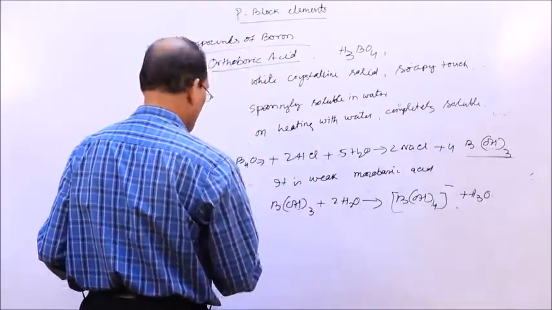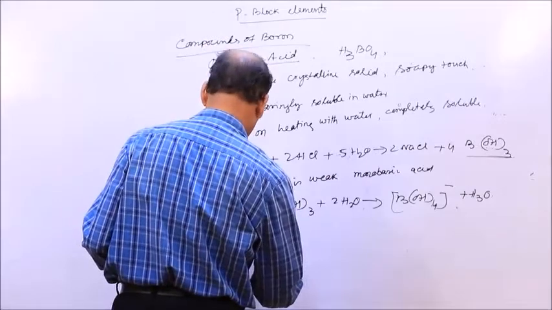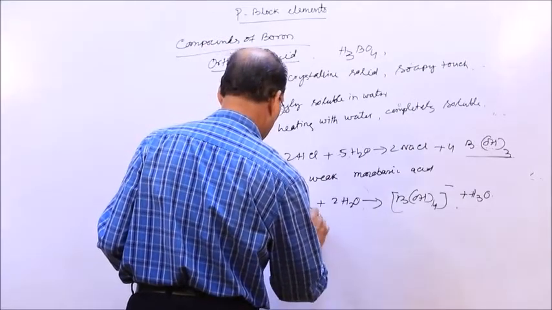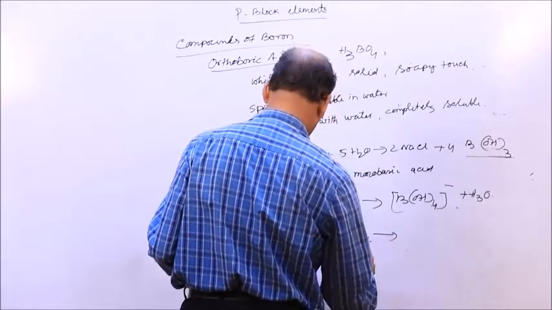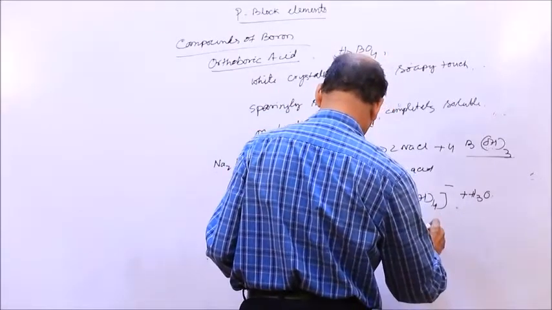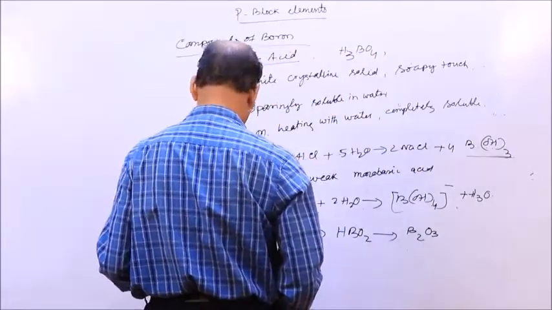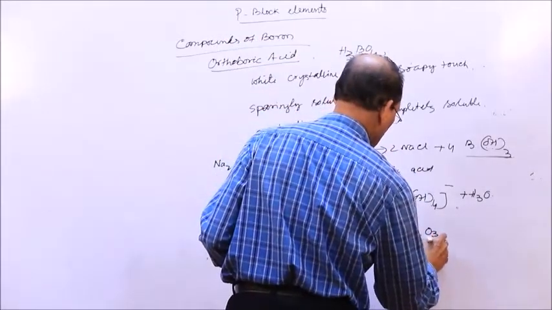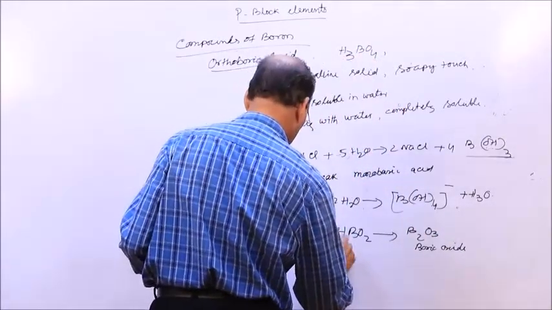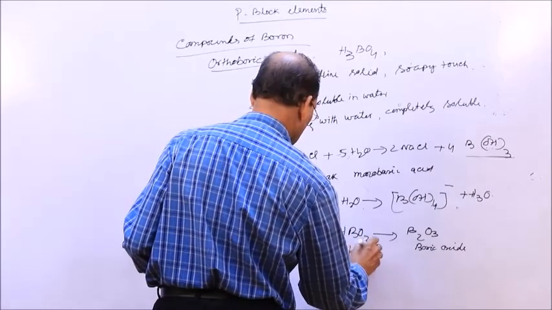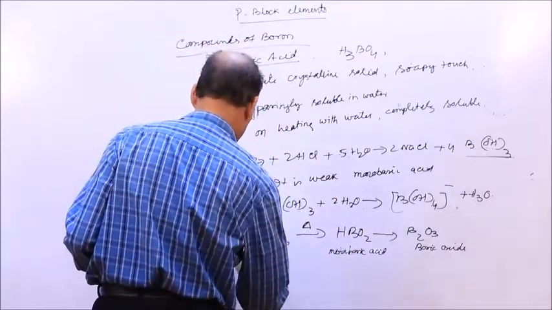On heating, the orthoboric acid forms metaboric acid, HBO2, and further it forms boron anhydride, that is boric oxide. This is boric oxide, this is metaboric acid, and this is orthoboric acid.